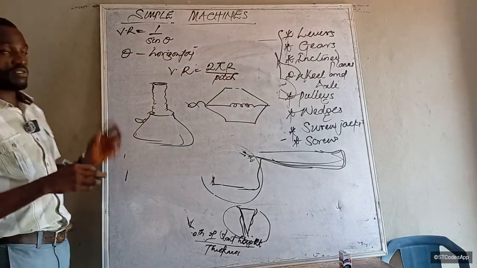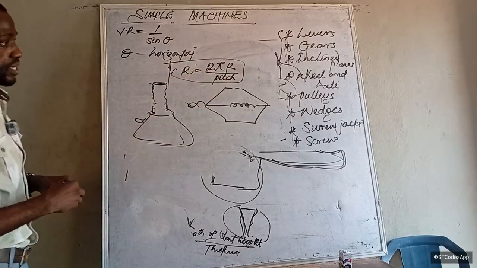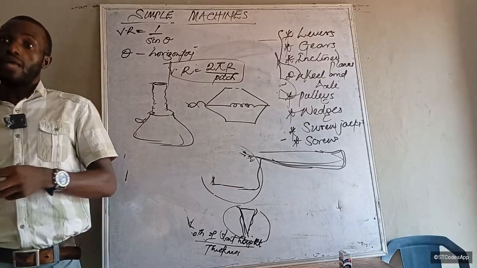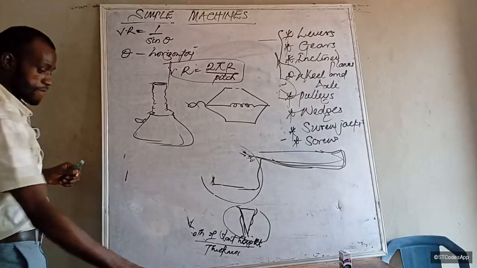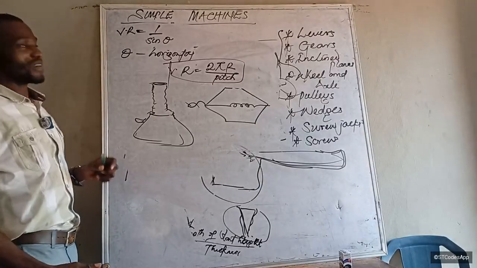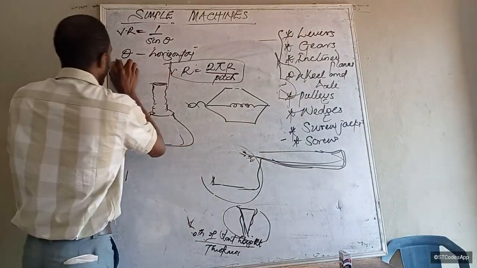You'll be given the pitch, and you'll be given the radius of the screw jack. You just need to know how to use it. And you know what pi is. Alright, so let's go to efficiency of machine now. Efficiency of machine.